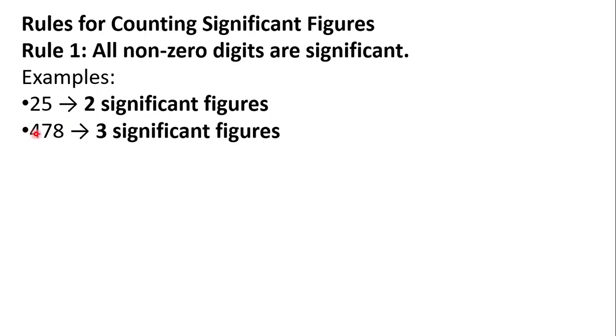Numbers such as 478 are all non-zeros. There's no zero here. So this is three significant figures. A number such as 9265 has four significant figures: 1, 2, 3, 4.